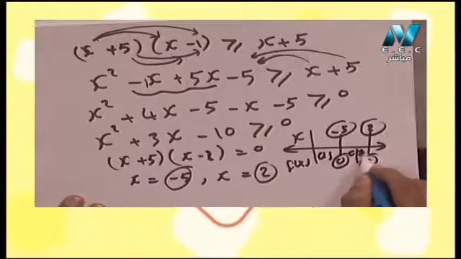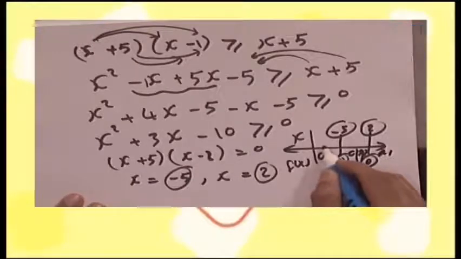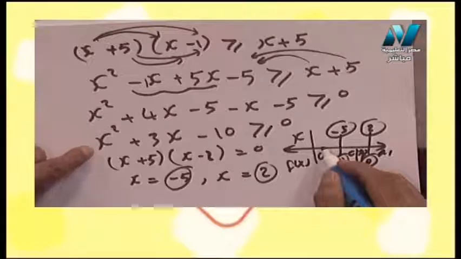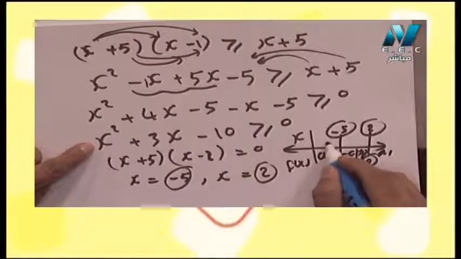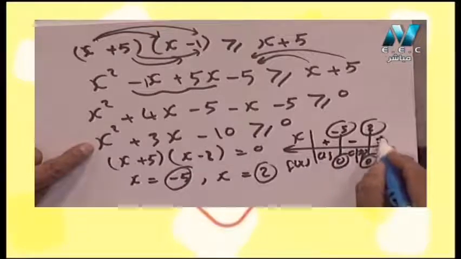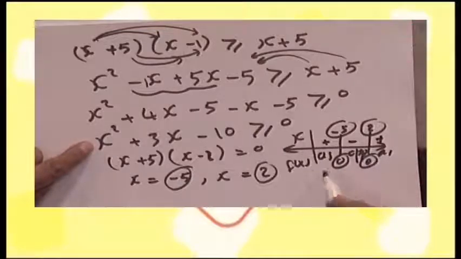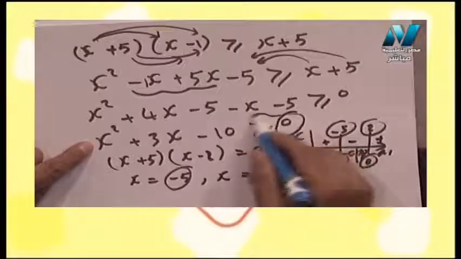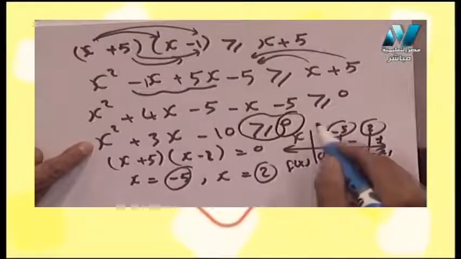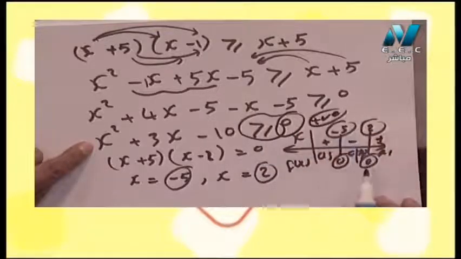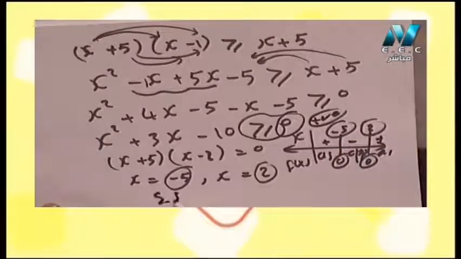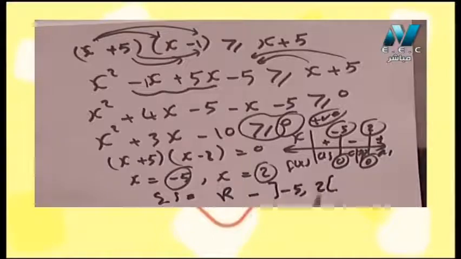As we said before, look here at the function. The coefficient of x power 2 is positive, so it's positive here, negative here, and positive here. We want to find greater than or equal 0, meaning positive and 0. So the solution set equals R except negative 5 and 2 open. And this is the solution.